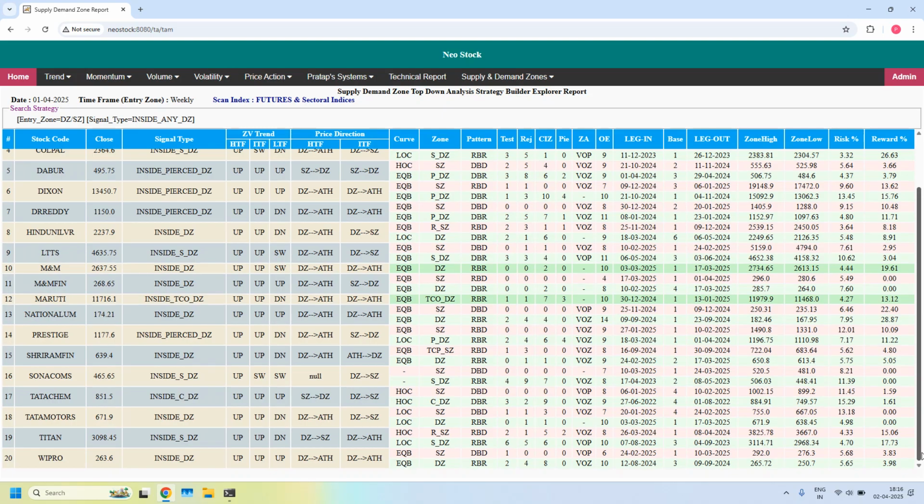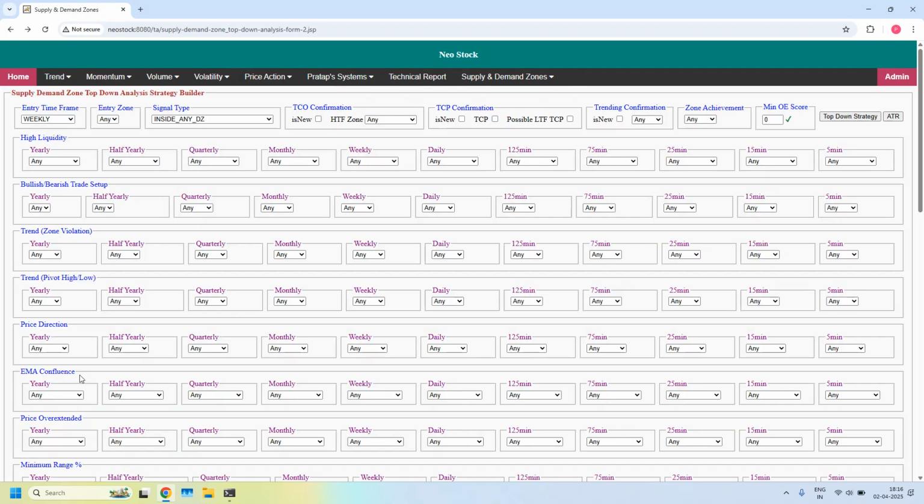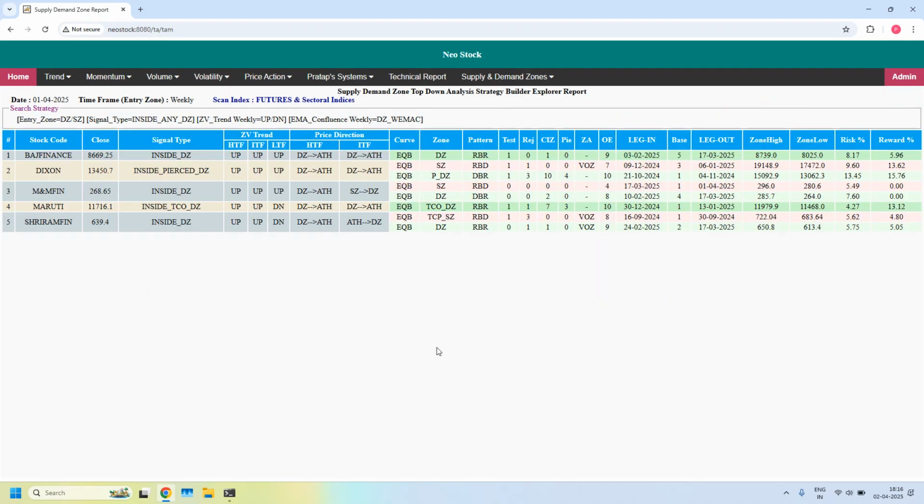We can further filter based on weekly demand zone having weekly EMA Confluence. And also trend on the weekly should not be sideways. It can be up or down. So we got 5 stocks. Weekly demand zones having weekly EMA Confluence and current price closed inside these weekly demand zones.